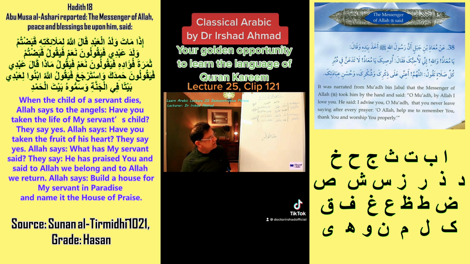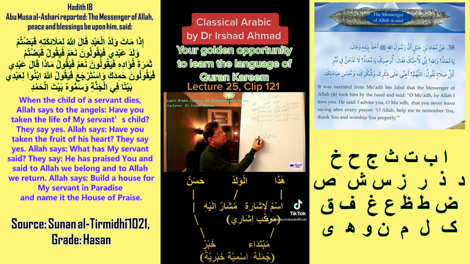We can complete this sentence. We can say hazal waladu hasanun. This boy, which is ism ishara plus musharun ilayh, here they combine to make mubtada, and hasanun being indefinite is our khabar, and mubtada and khabar combine to make jumla ismiya khabariya. So now we can say hazal waladu hasanun. Mubtada is always in rafa, so hazal waladu hasanun.